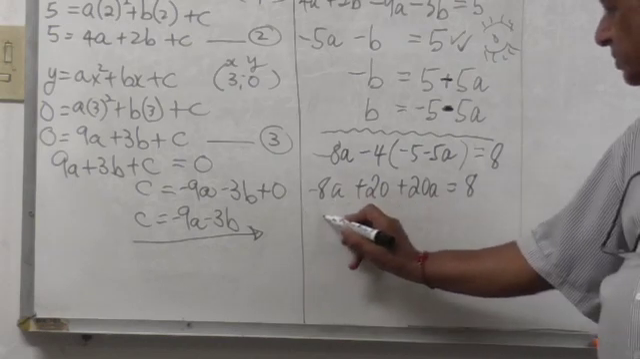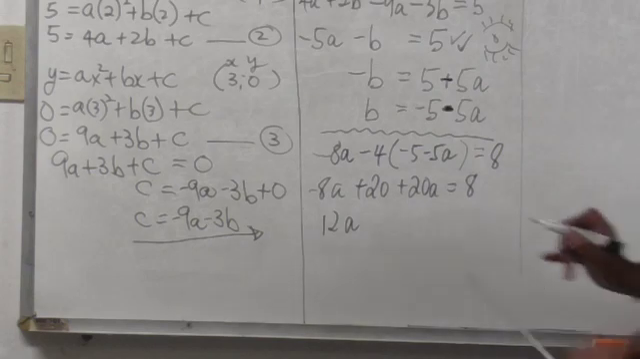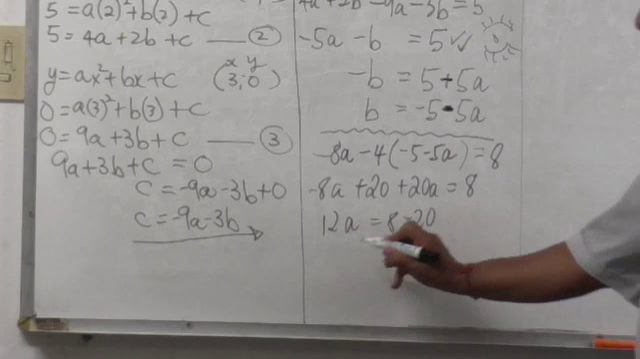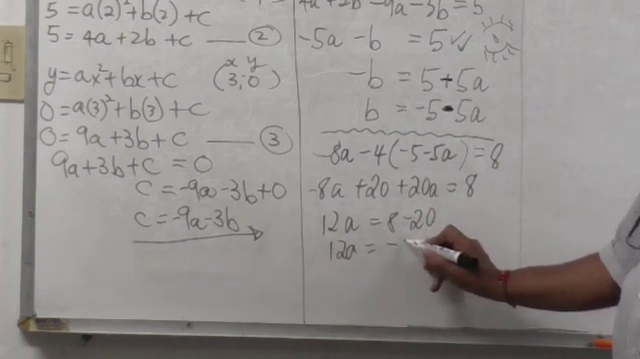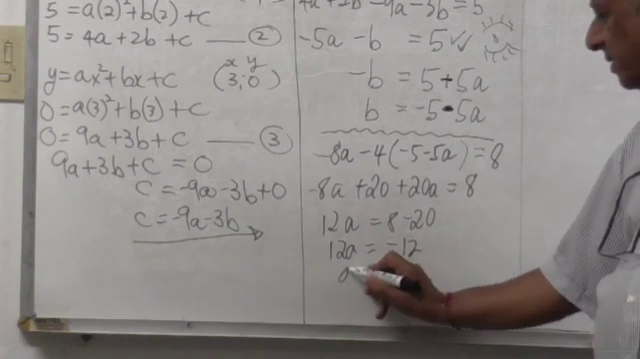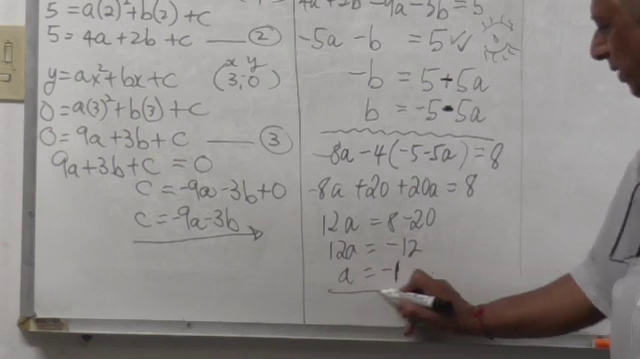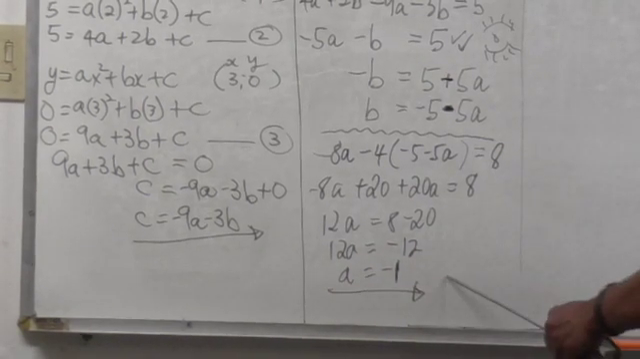So that gives you 12a. Minus 8 and 20 will give you 12. 12a is equal to 8 minus 20. 12a is equal to minus 12. a is equal to minus 1. So we found the value for a. a is minus 1.